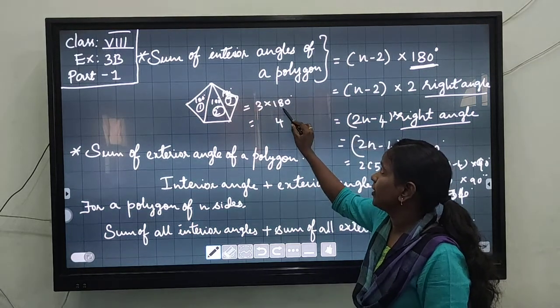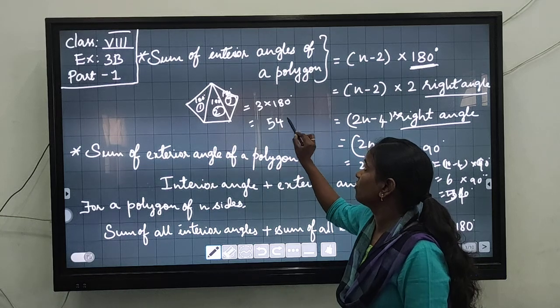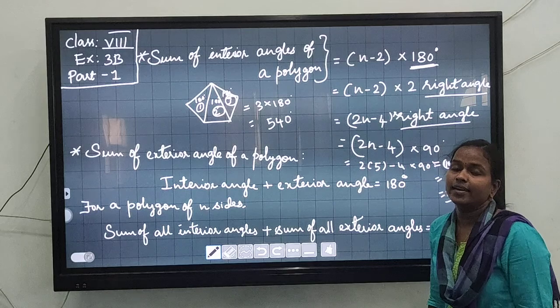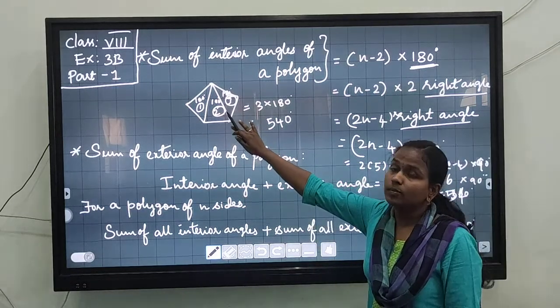8 3s are 24, remaining 2, 1 3s are 3, 3 plus 2, 5. So the sum of angles of this pentagon is 540 degrees. You can use this method also.